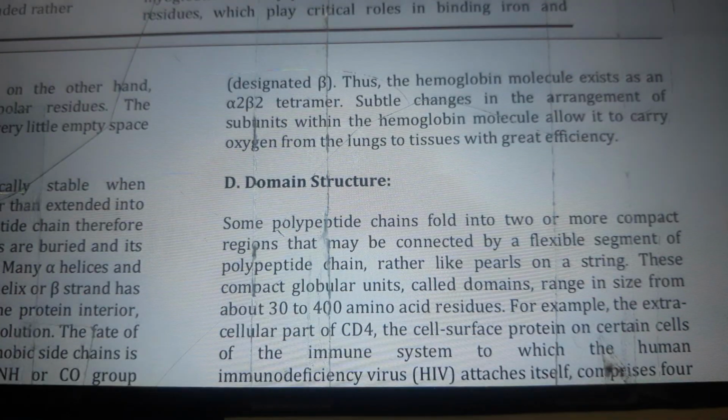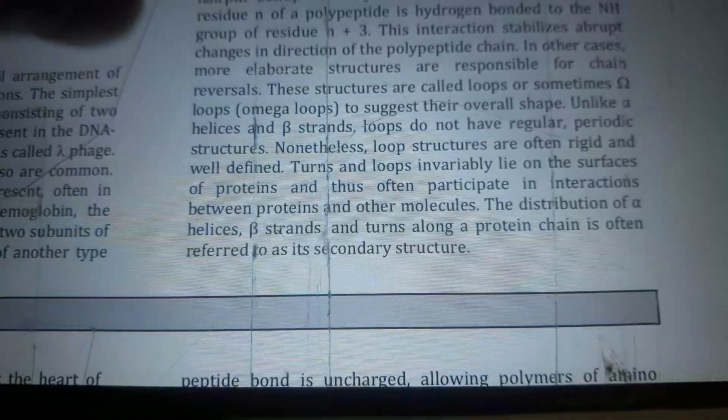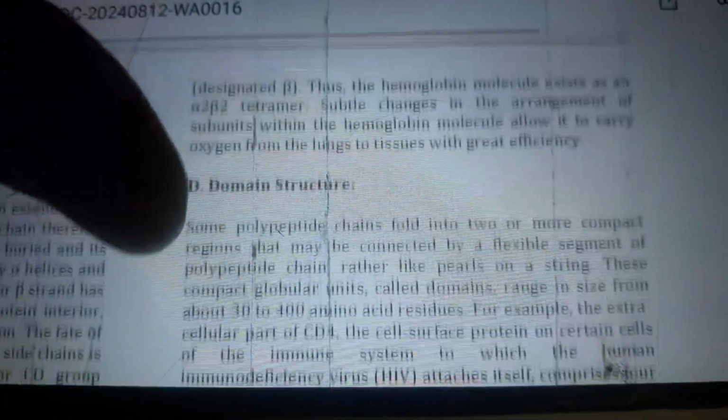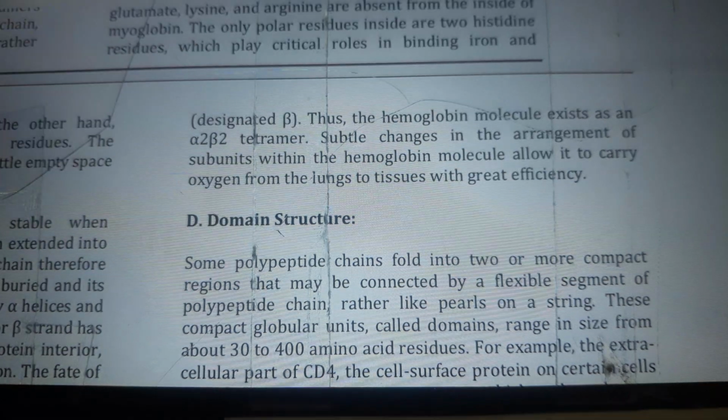Designated beta. Thus, the hemoglobin molecule exists as an alpha-2 beta-2 tetramer, right? And subtle changes in the arrangement of subunits within the hemoglobin molecule allow it to carry oxygen from the lungs to tissues with great efficiency.